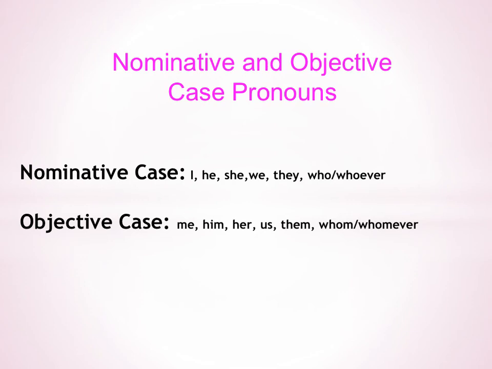Nominative case pronouns are I, he, she, we, they, who, and whoever. Objective case pronouns are me, him, her, us, them, whom, and whomever. Please write these down as they will help you as we proceed through the video.